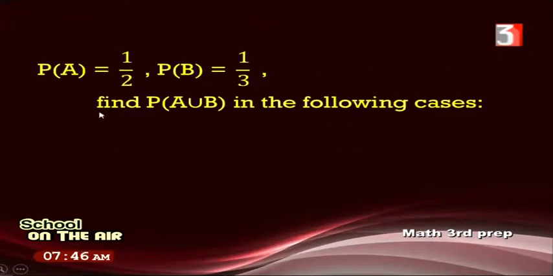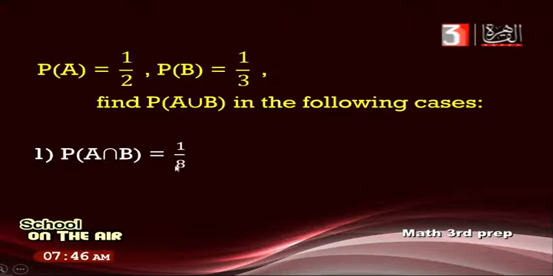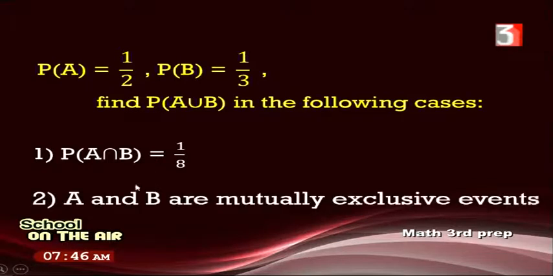Another example: P of A equals 1 over 2, P of B equals 1/3. Find P of A union B in the following cases. First, if P of A intersecting B equals 1 over 8. Number 2, if A and B are two mutually exclusive events. What's meant by mutually exclusive events? It means that A intersect B equals phi, and the probability of A intersecting B equals 0.